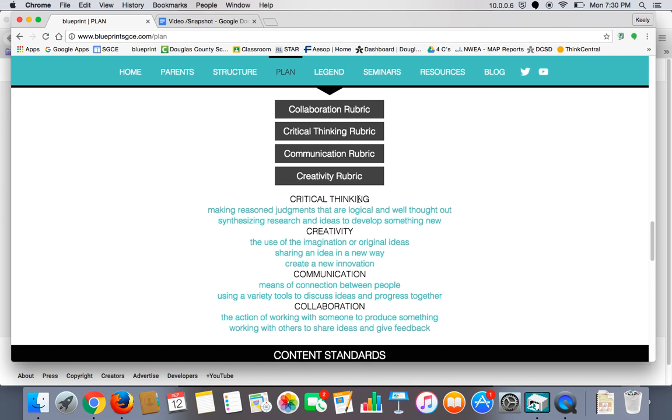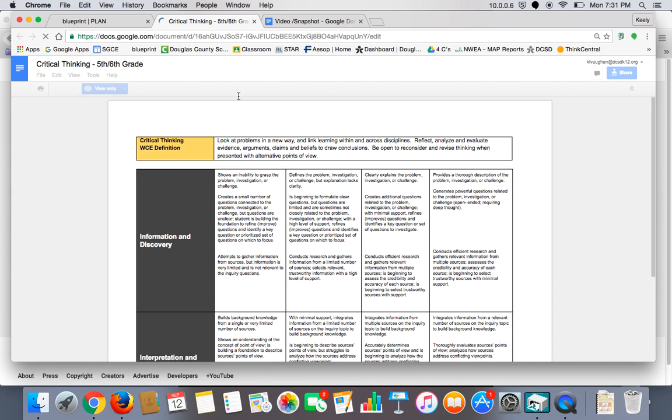So I'm going to start with this critical thinking. I tend to be thought of as a pretty creative person. I can think of lots of good ideas and I have a vision for where I want to go. So this seems a little easier for me than critical thinking. And again, like I said, a goal should be something that you don't have mastered yet. So I'm going to look at critical thinking, specifically this category of synthesizing research and ideas to develop something new. I need some more information on that though. I need to know what that looks like. So I'm going to come up here and I'm going to open up the critical thinking rubric because that's what that was under.